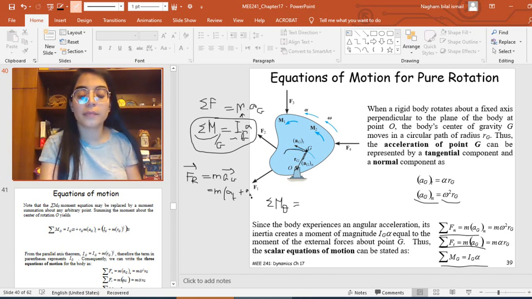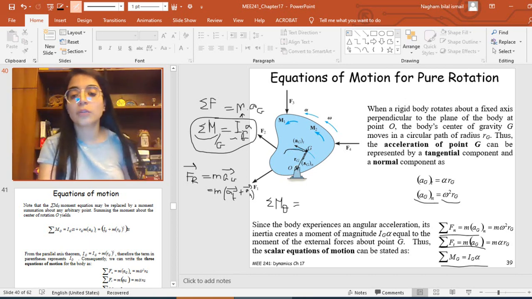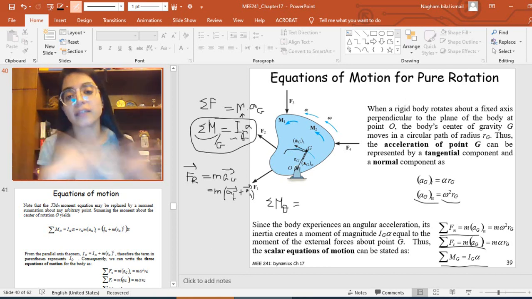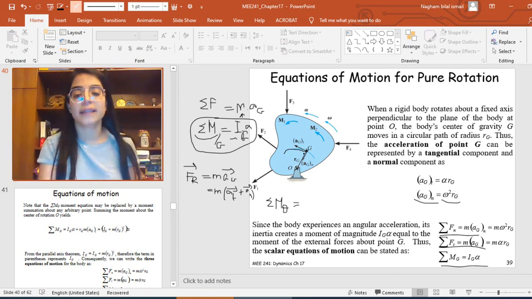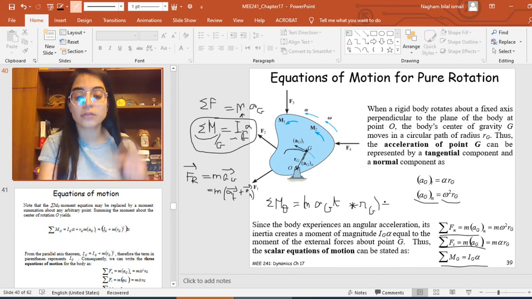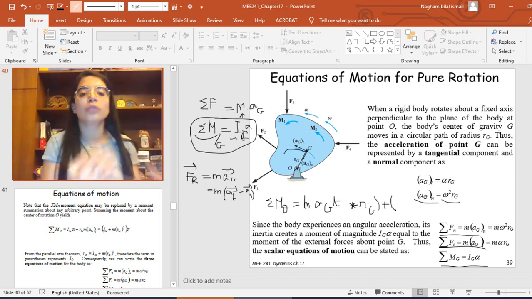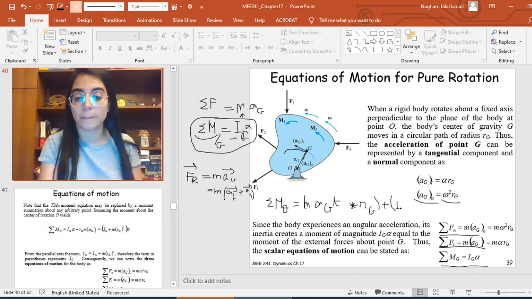So if I need to find the moment of the resultant force, I can find the moment of MAG because they are equal. Since the normal acceleration passes through point O, MAGN doesn't have any moment around O. The only force that has a moment around O is the component of this resultant force in the tangential direction, which is equal to MAGT, times the distance between G and O that I'm going to call RG. And we said that it's also summed with the moment of the inertial force, which is equal to IG alpha.